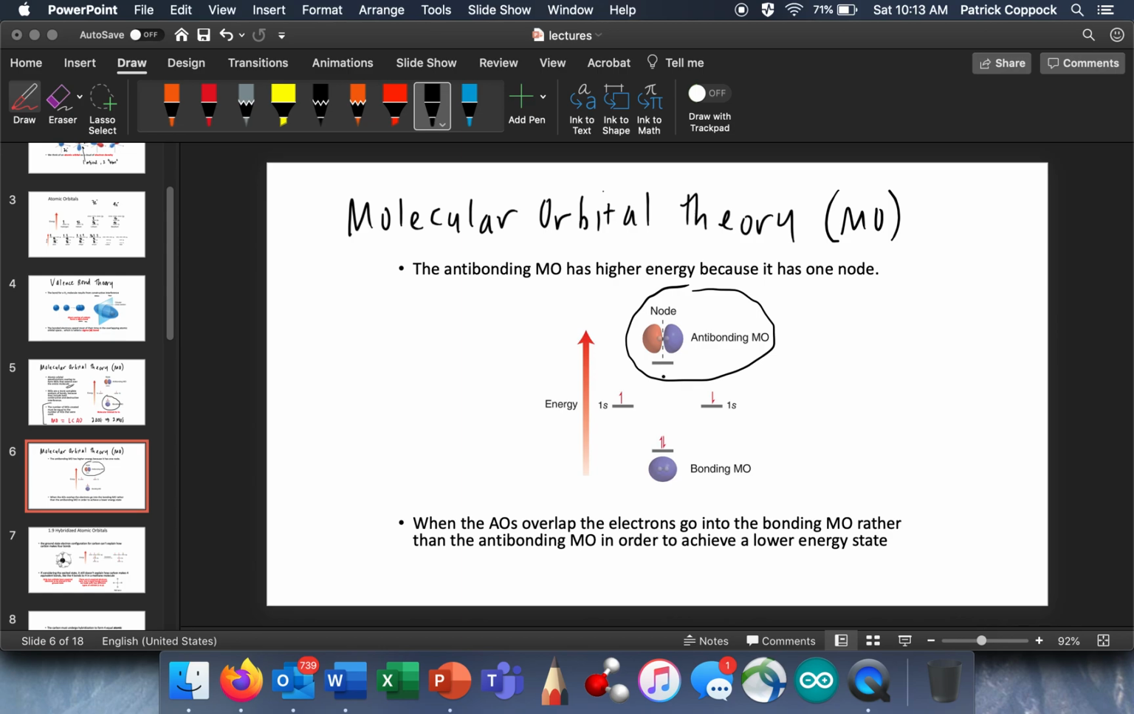It's empty, so it doesn't matter. But if we had electrons in it, it would matter. It'd be high. It would be expensive. Okay. And the bonding has lower energy than the atomic orbitals. Okay. So, and let me just read that last statement. When the atomic orbitals overlap, the electrons go into a bonding molecular orbital rather than the anti-bonding molecular orbital in order to achieve a lower energy state. Of course, right? That was the Aufbau principle, where electrons go into the lowest available energy level. Okay, and that's about all we need with respect to molecular orbital theory for now.